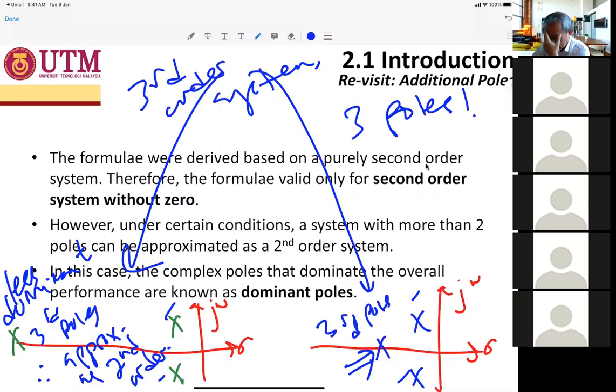Understand? Do you understand the word dominant? No, doctor. How far should it be? How far? Based on the rule of thumb, the ratio between the third pole and the real part of the dominant pole is greater than 5. Ratio greater than 5.